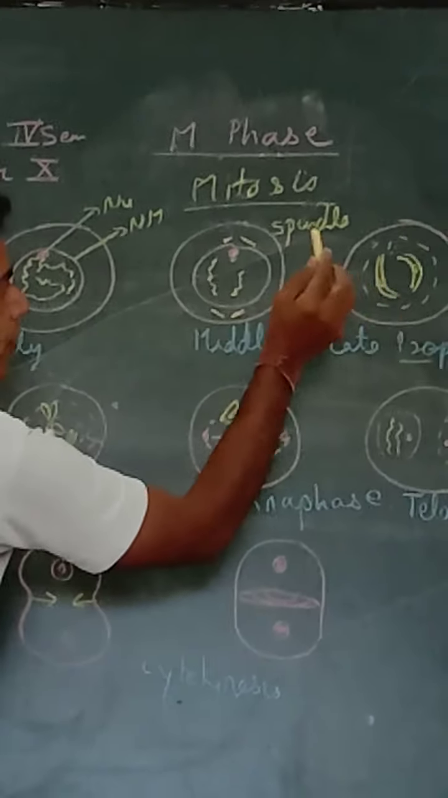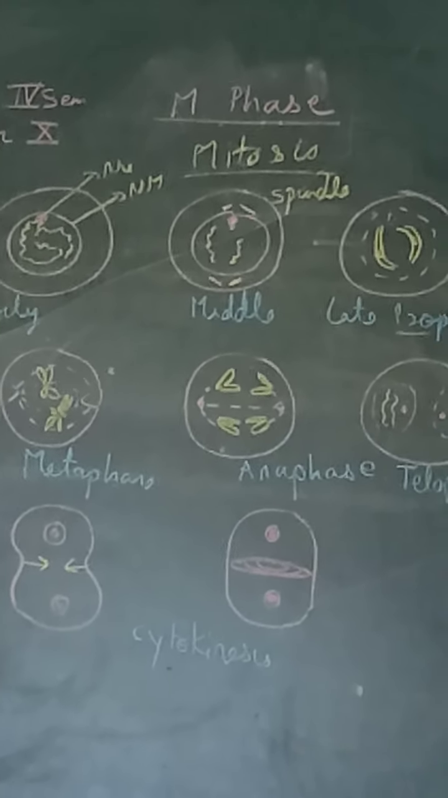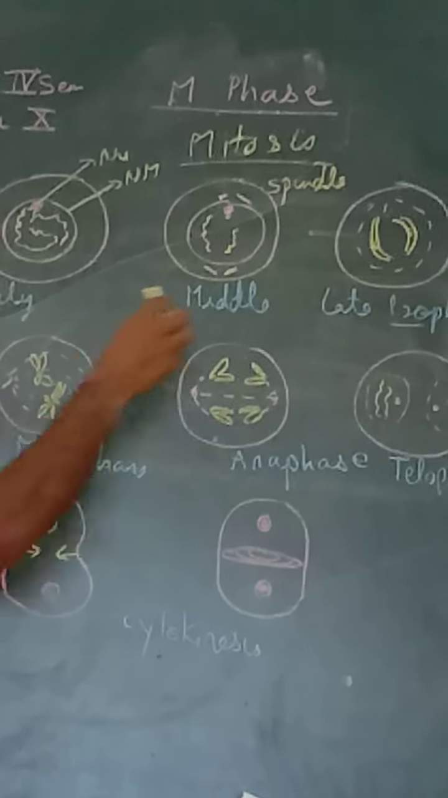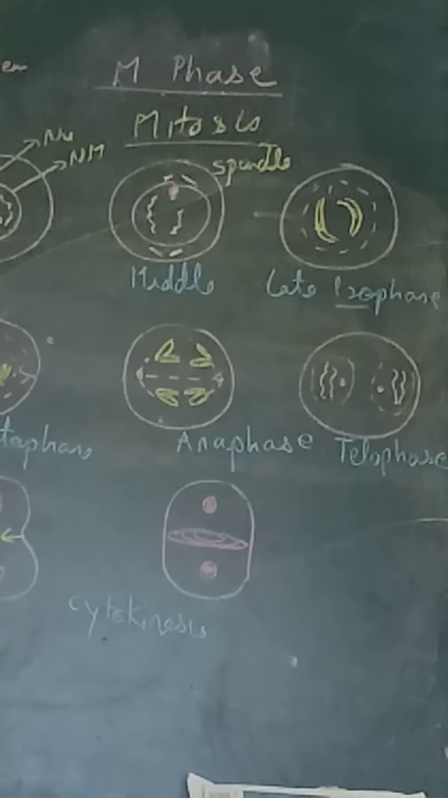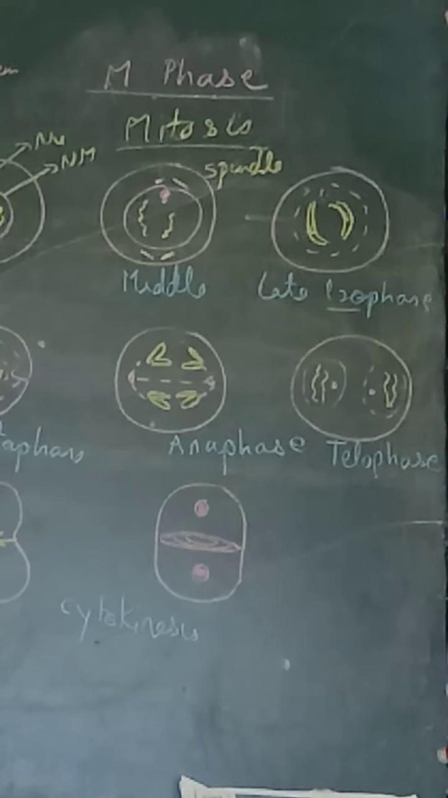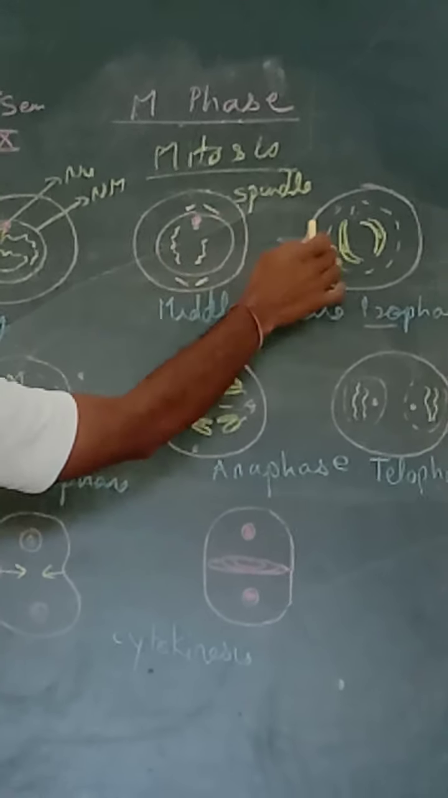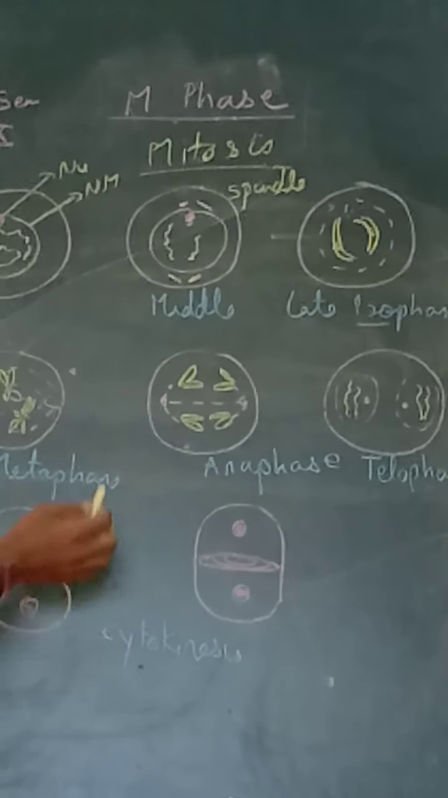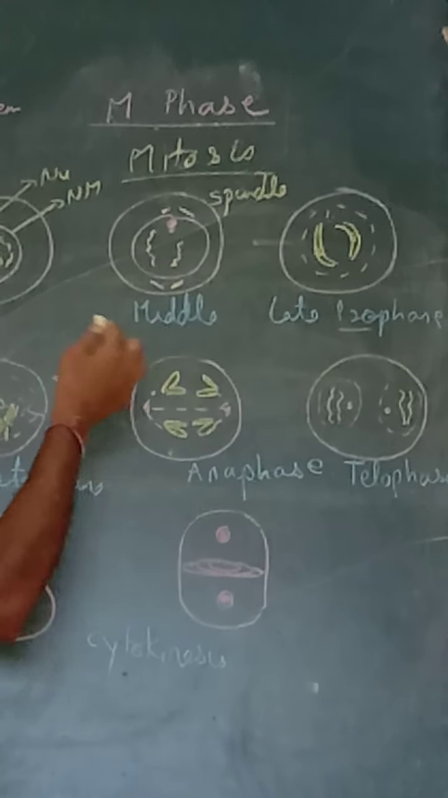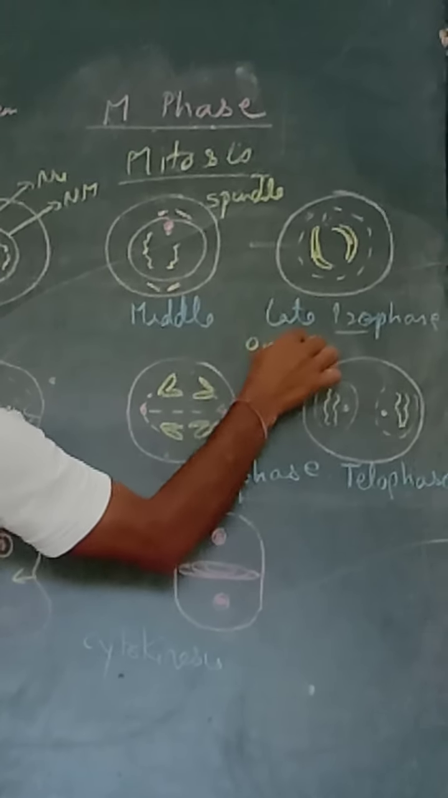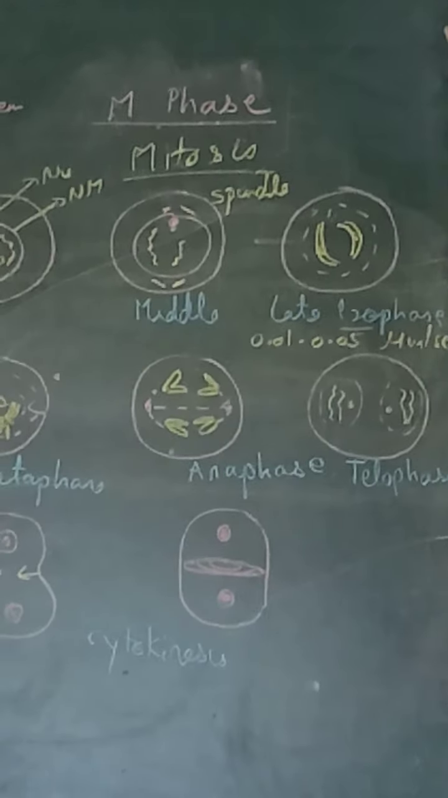In the late prophase, the chromosomes become very clear, most condensed and coiled, and mostly the nuclear membrane and nucleus disappear. The chromosomes at this stage start attaching to the spindle fibers. The speed of movement of the chromosomes is about 0.01 to 0.05 micrometer per second.